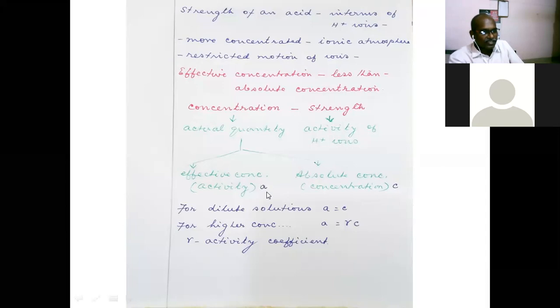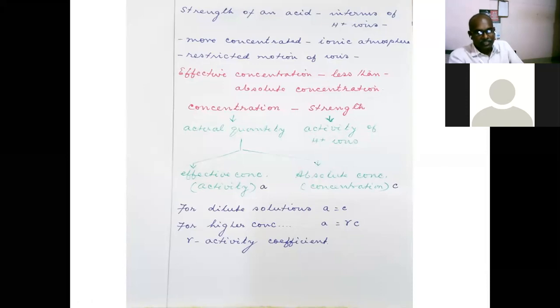Effective concentration is denoted as A, and absolute concentration is C. But for strength, we are speaking about the activity of the H plus ions. How many H plus ions are ready for the reaction? That speaks about the strength of the acid. For very dilute solutions, activity is equal to concentration. They are equal for dilute solutions. But when the concentration increases, activity is equal to gamma C, where gamma is called the activity coefficient. Therefore, concentration and strength are different in their definitions.